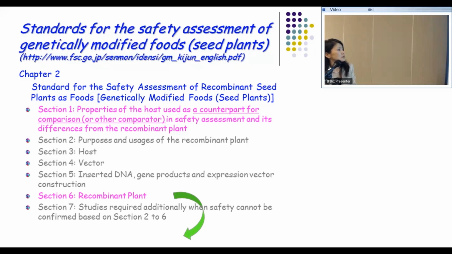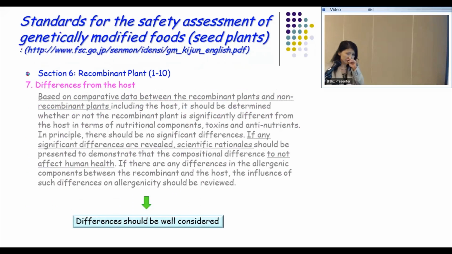And there are 7 sections in Chapter 2, and Section 1 is properties of the host used as a counterpart or comparison in safety assessment and its differences from the recombinant plant. And here, the comparator should be defined. And Section 6 deals with the recombinant plant itself. And in Section 6, differences from the host should be considered.